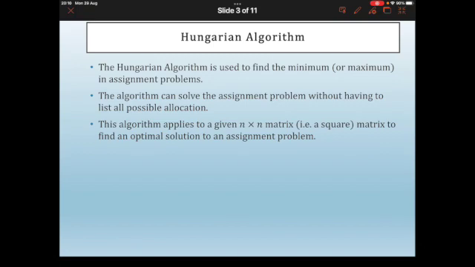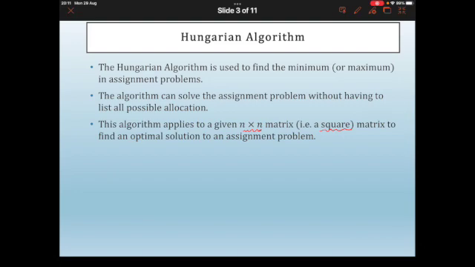Now, what actually is the Hungarian algorithm? The Hungarian algorithm is used to find the minimum or maximum in assignment problems. The algorithm can solve the assignment problem without having to list all possible allocations. Remember yesterday, when we looked at the bipartite graph, you actually had to list all possible allocations. In this case, you do not have to. This algorithm applies to an n by n matrix. Now, I want to stress that it is an n by n matrix, i.e. a square matrix, to find an optimal solution to an assignment problem.